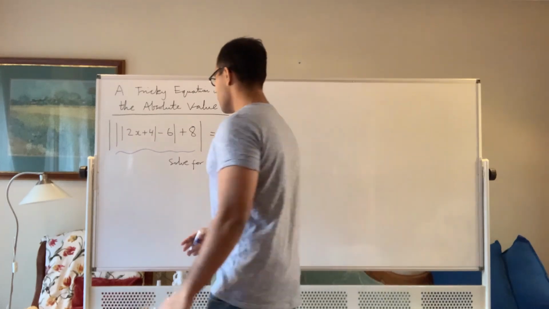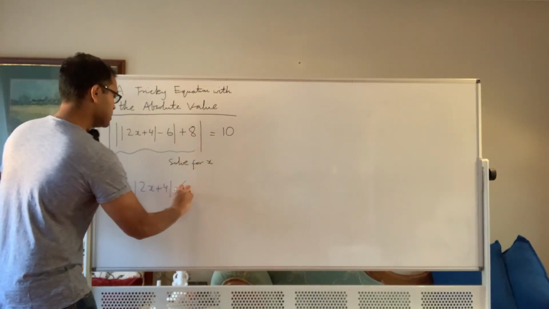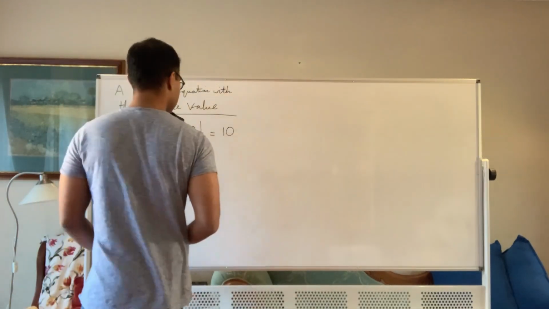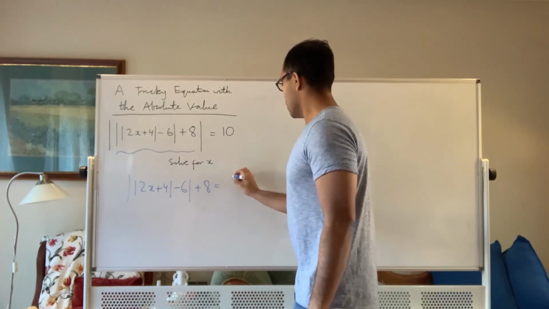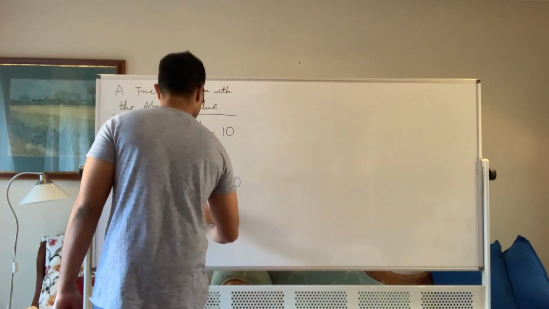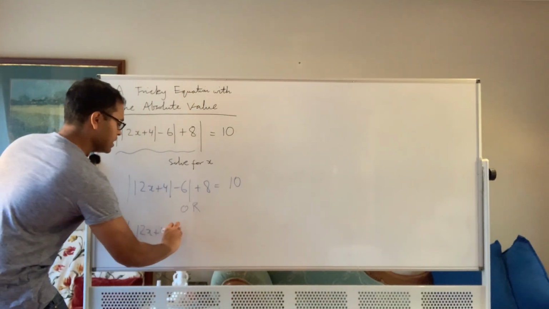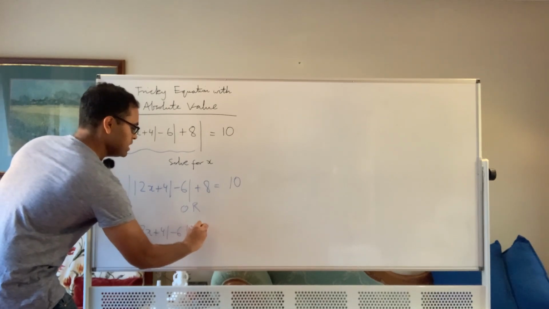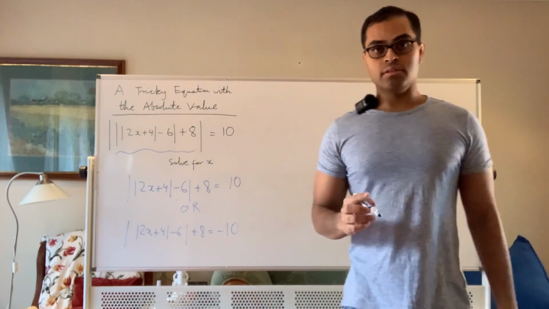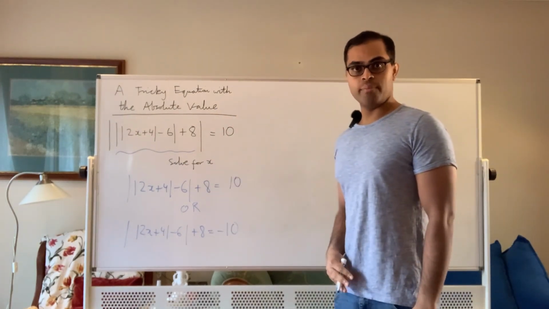So what we can do is reduce this to saying absolute value of 2x plus 4 minus 6, absolute value plus 8 is equal to plus or minus 10. I'm just going to do it in two steps to show you. So 10, or 2x plus 4 minus 6 absolute value plus 8 is equal to minus 10. So we have to solve both of these equations. A solution to the original equation could come from either of these equations.